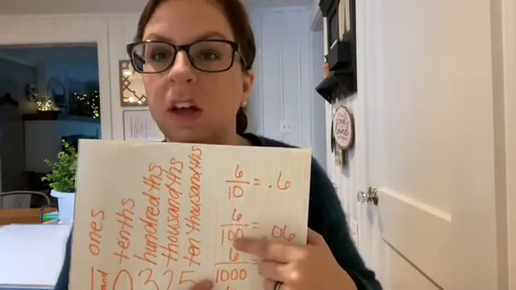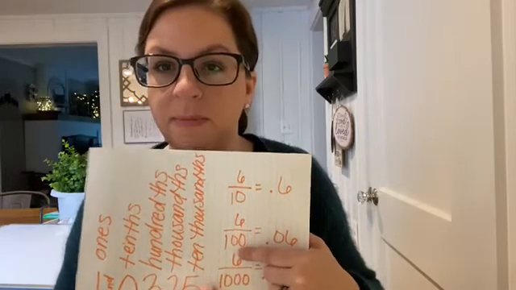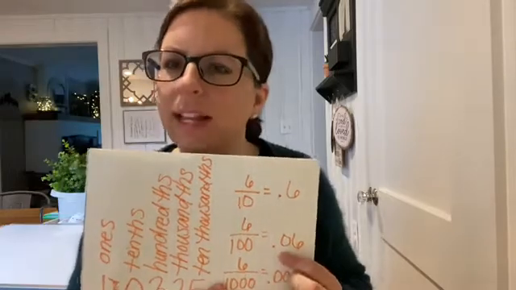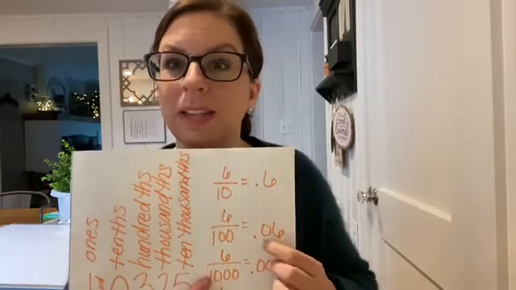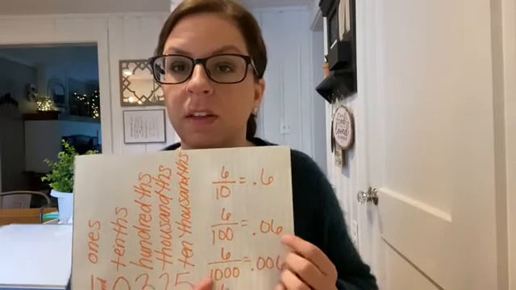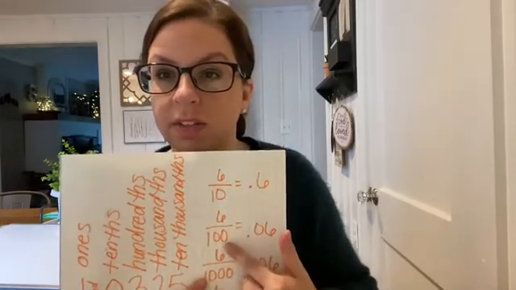6/100ths. So you're going to write that as 0.06. Now, why is there a 0 there? It's because it's saving that place. There are no tenths. There are 6/100ths.